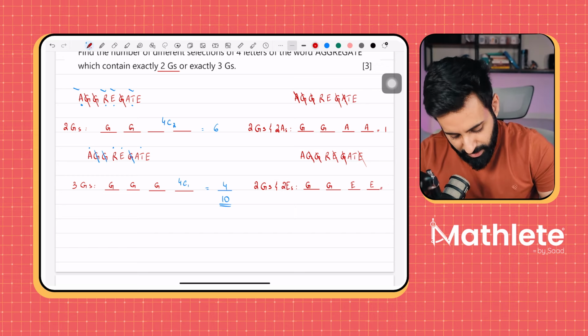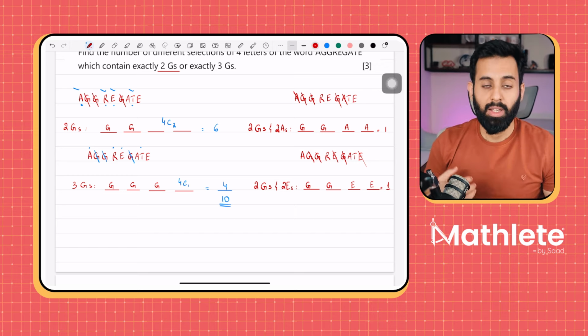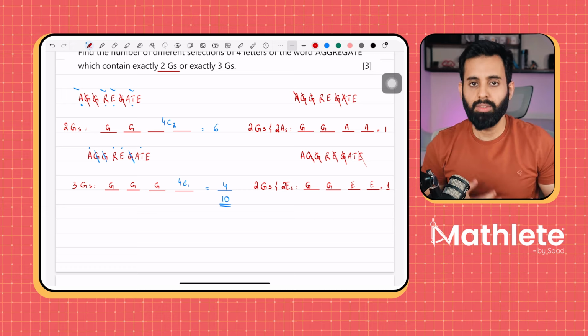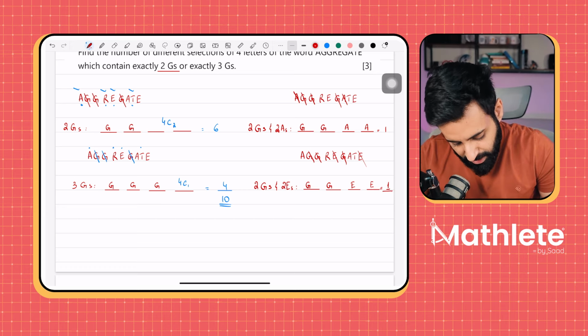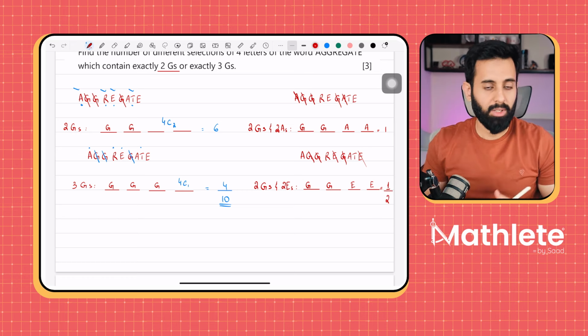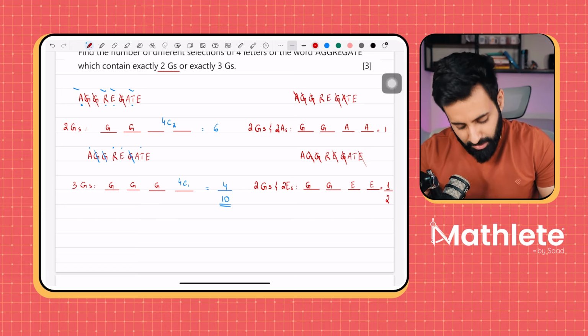And how many ways can you do this? Just the one way. Is there a third possibility? No, there isn't. You're very welcome to try, but you'll realize that there isn't. So this is equal to what? This is altogether 2 different ways that you can have 2 G's with the remaining 2 letters as A's and with the remaining 2 letters as E's.